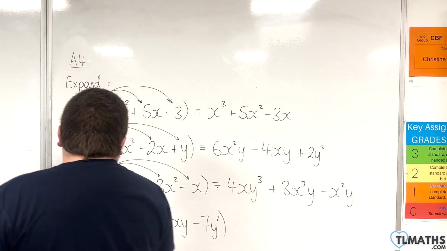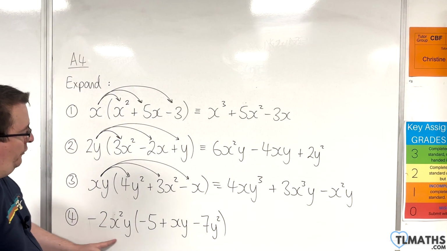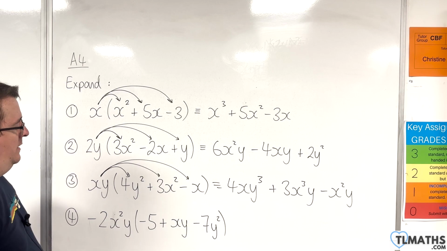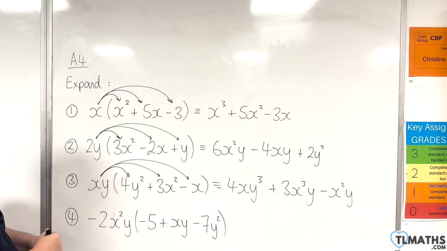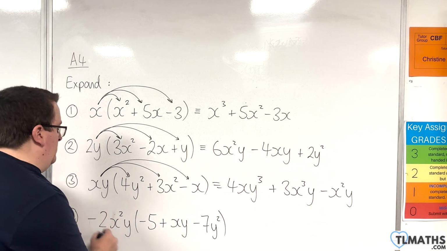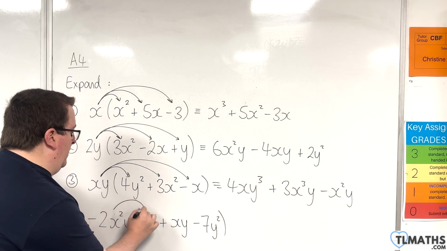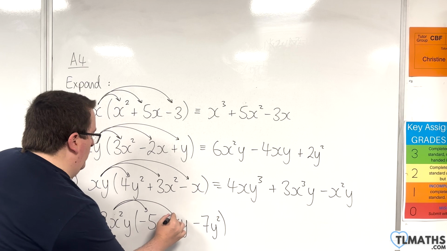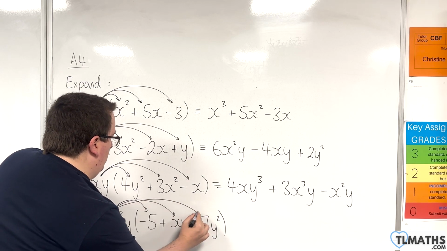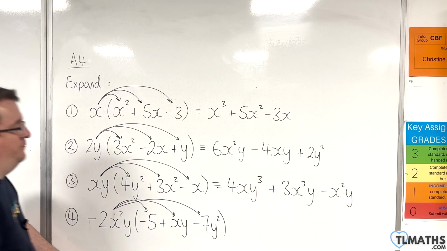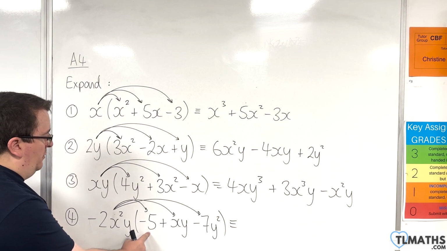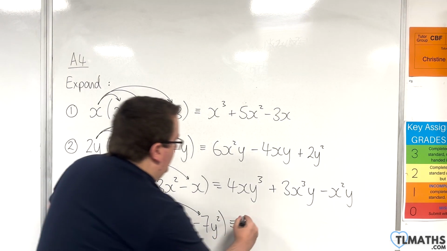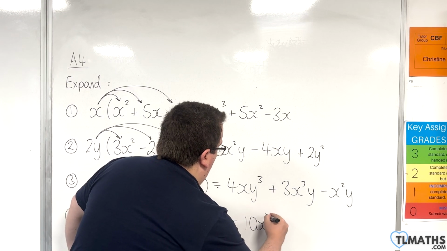Now our last one, we have minus 2x squared y on the outside, and then minus 5 plus xy take away 7y squared on the inside. So the minus 2x squared y needs to multiply with the minus 5, with the xy, and with the minus 7y squared. So minus 2x squared y multiply with the minus 5 will make 10x squared y.